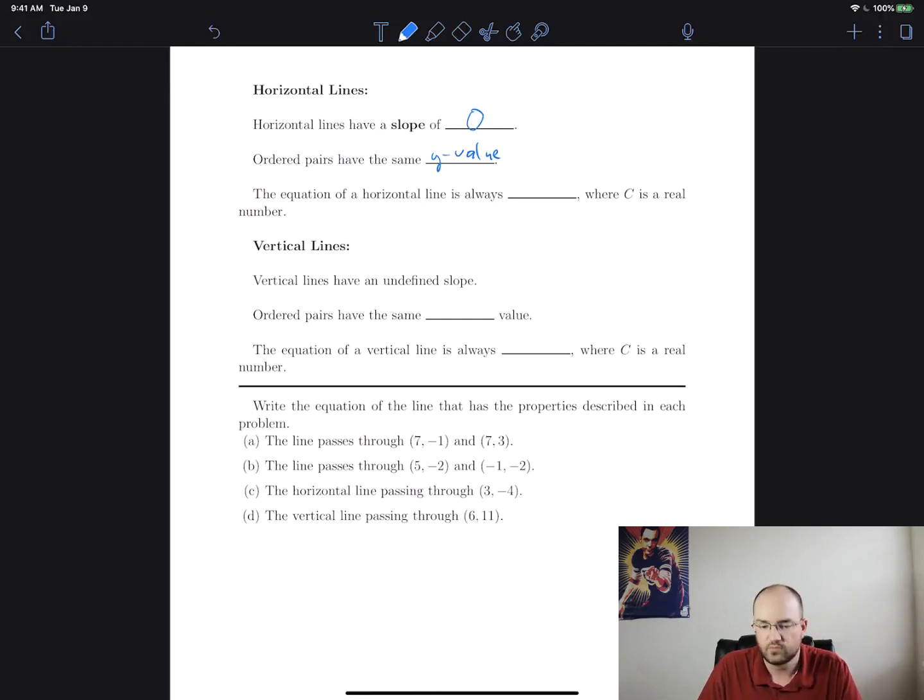Now, the reason this is working is because if you had some xy coordinate grid, a horizontal line would be parallel to the x-axis. But if we look at this, notice that the y value would be the same for all of these. And notice that if we were talking about rise over run, we're not going up at all, so it'd be 0 over some number, which gives us 0. So the slope would always be 0 no matter what the horizontal line is.